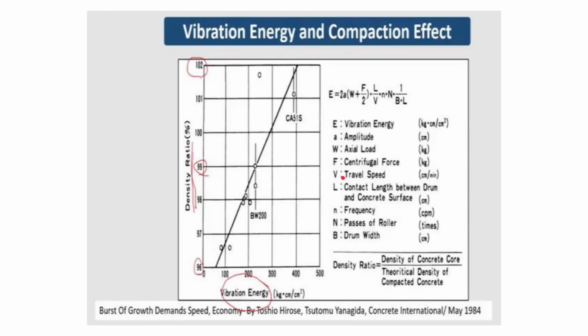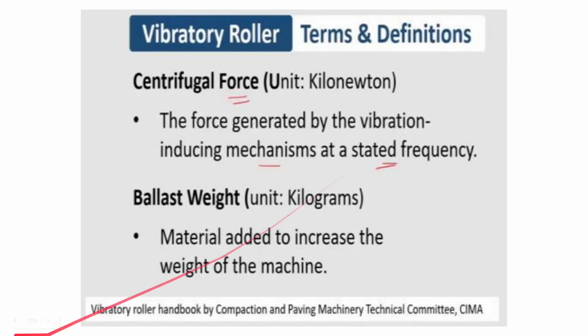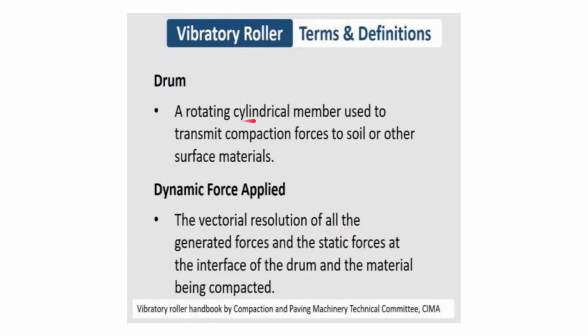So lastly we will find out the various terms and definitions which have been used. Firstly, centrifugal force, given in kilonewton, is basically the force generated by the vibration inducing mechanisms at the stated frequency. Ballast weight is the material added to increase the weight of the machine in kg. Drum is the rotating cylindrical membrane used to transmit compaction forces to soil or other surface materials. Dynamic force applied is the vectorial resolution of all the generated forces and the static forces at the interface of the drum and the material being compacted.